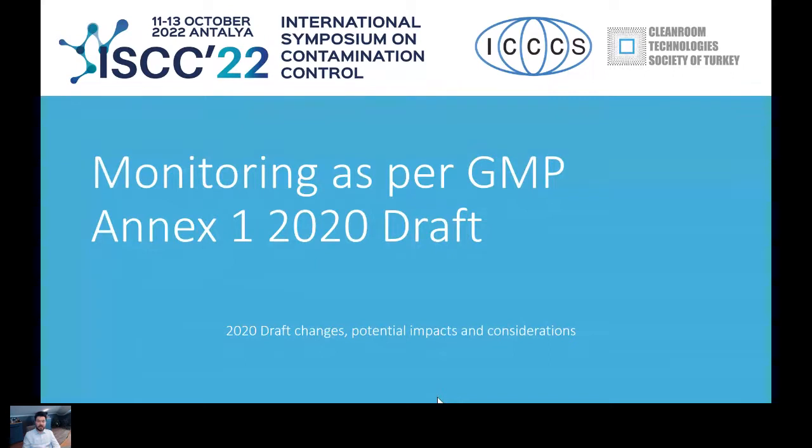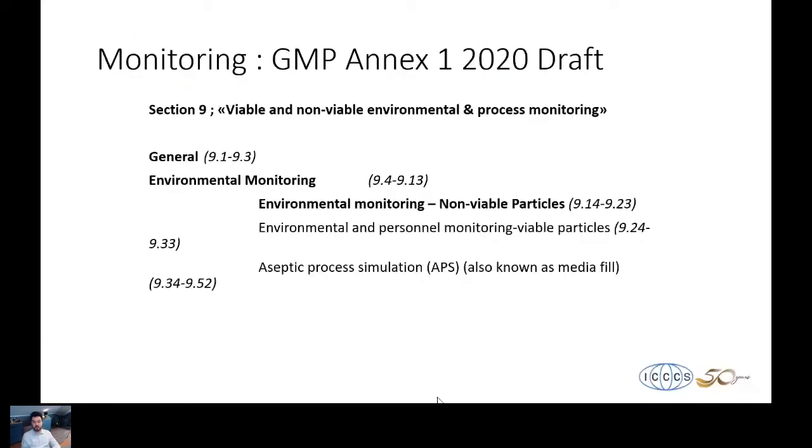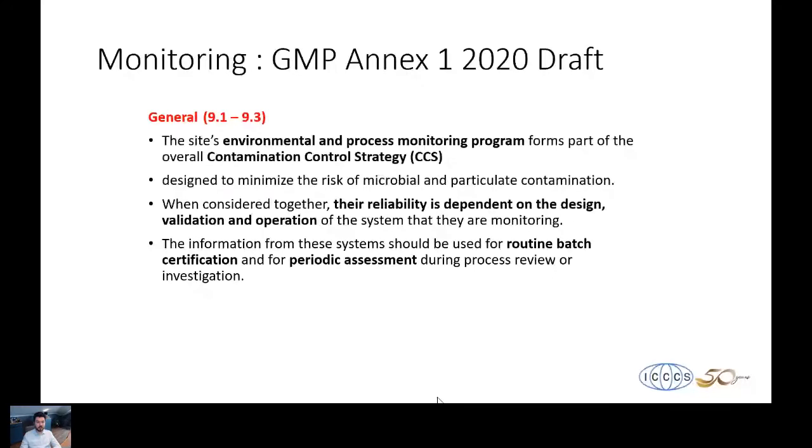If you take a look at the GMP Annex 1 2020 draft, we will see there are 2 parts described here in general, 9.1 up to 9.3: environmental monitoring of non-viable particles, environmental and personnel monitoring of viable particles, and aseptic process simulation, also known as media fill, as a different chapter. So these are all giving us process monitoring, especially viable and non-viable monitoring.